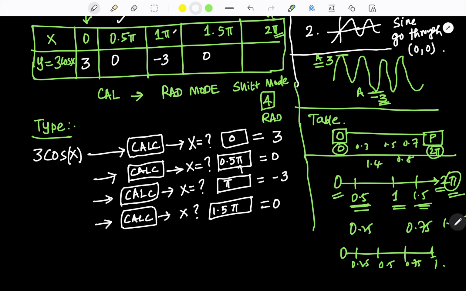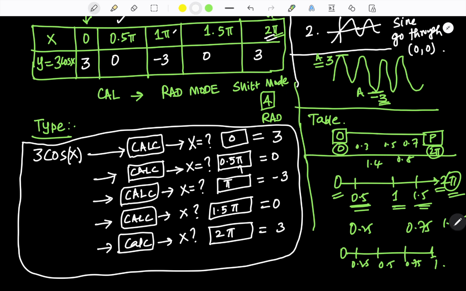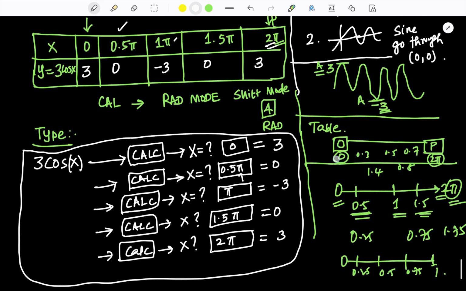Next, we are going to press calc again. Then it will ask X question mark, and we are going to press now 2 pi. So 2 and then shift and then pi equals, which is 2 pi, which is equal to 3. So we are going to press 3. Do I need to write these things in the exam paper, teacher? No. This is only for you to understand. I'm showing how to do it in the calculator. Okay, so now the table is ready.